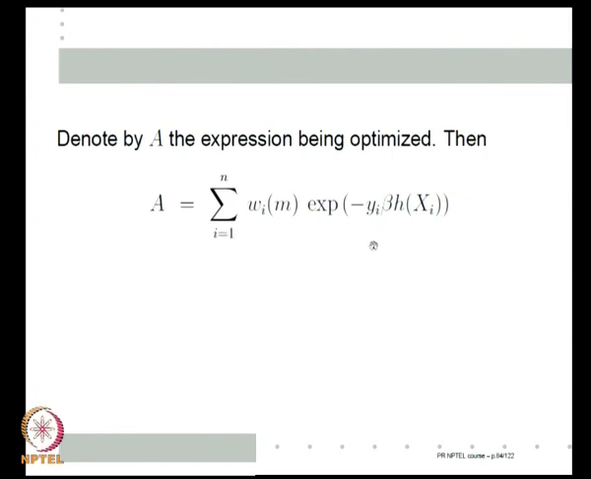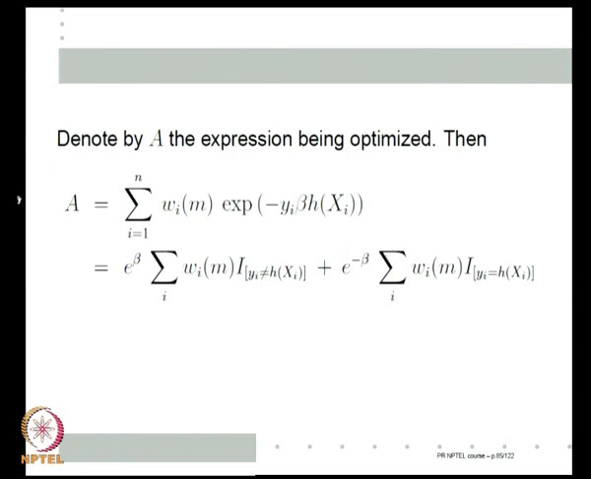Now, we know that if y_i is not equal to h(x_i), the product of y and h(x_i) will be minus 1. So, this factor will be exponential beta. If y_i is equal to h(x_i), this factor will be exponential minus beta. So, I can write this as the sum over i of w_i^m times the indicator y_i not equal to h(x_i). This will take w_i^m only for those i for which y_i is not equal to h(x_i), otherwise this will be 0. So, for all of them it will be e power beta, plus it will be e power minus beta for all i such that y_i is equal to h(x_i). So, I can write this summation now like this.